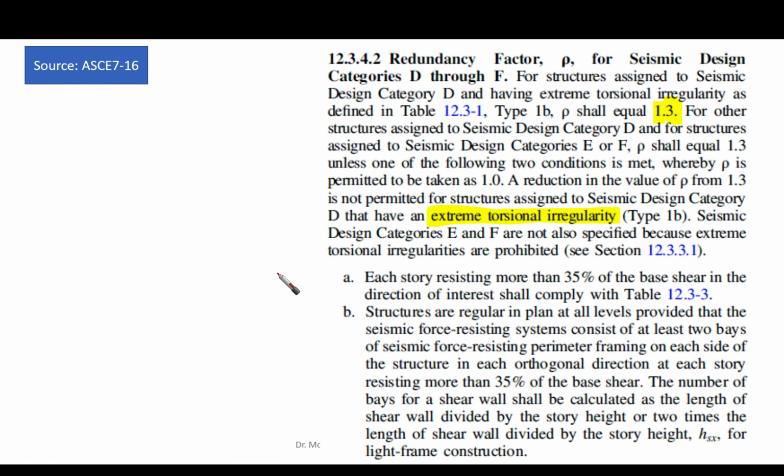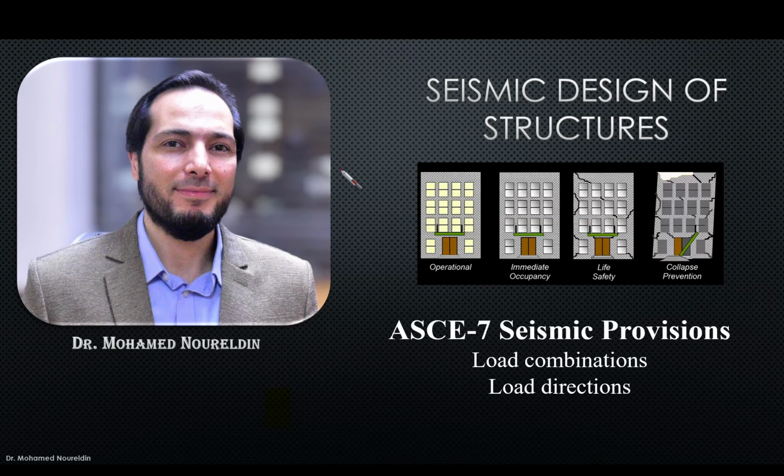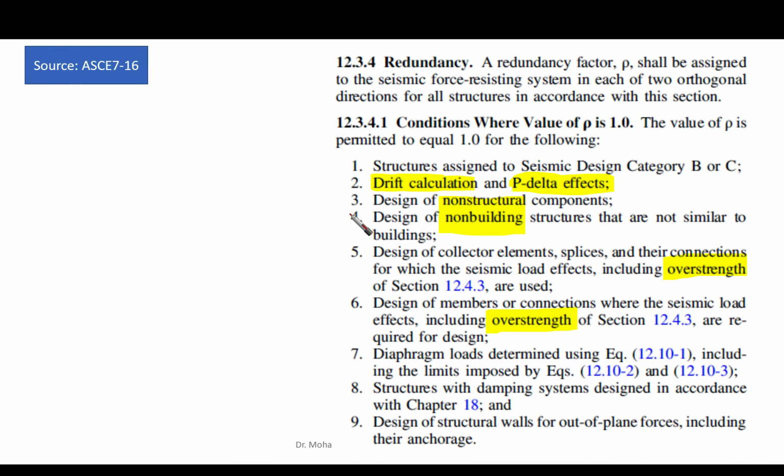You are going to find the redundancy in the code under item 12.3.4.2. You can read it here. As I said, we are dealing with cases where we need to avoid extreme torsional irregularity. You are going to find this, and there are some exceptions. It is not the scope of this video to discuss the redundancy in detail. So actually this concludes our video. Yes, this is the redundancy.